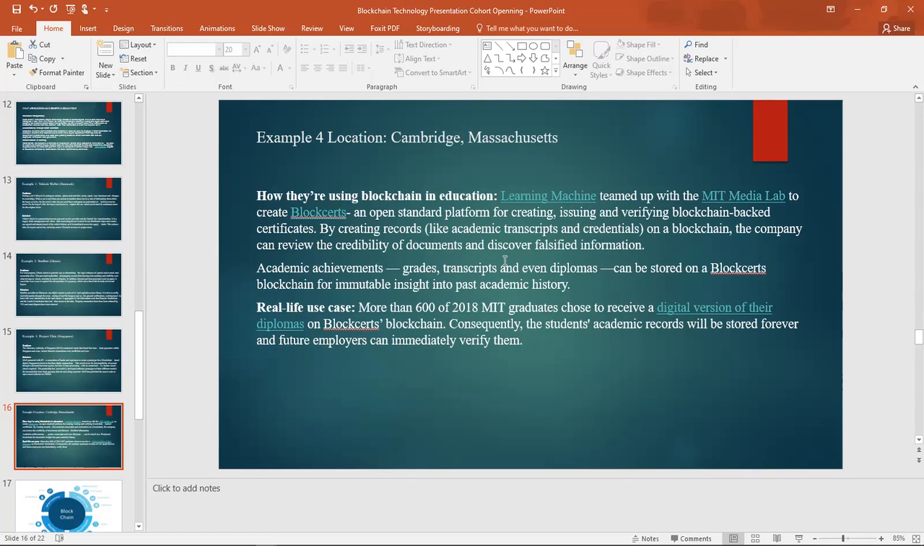Insight into past academic history. The same technique can be used even in patient records. Yeah. So a real-life use case is that more than 600 of the 2018 MIT graduates chose to receive a digital version of their diplomas on blockchain. Consequently, the student academic records will be stored forever, and future employers can immediately verify them. So instead of sending and including your resume every time, you can just send a copy of your wallet and your record on blockchain, and then they can see what you have been able to achieve.